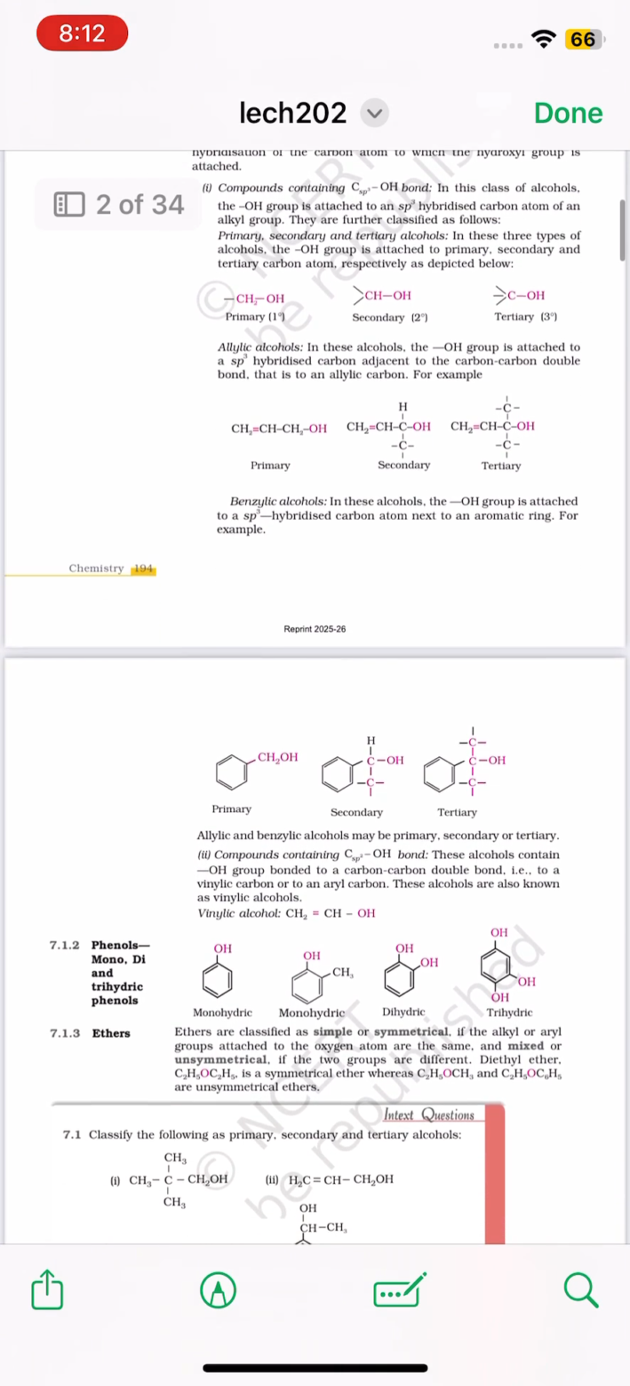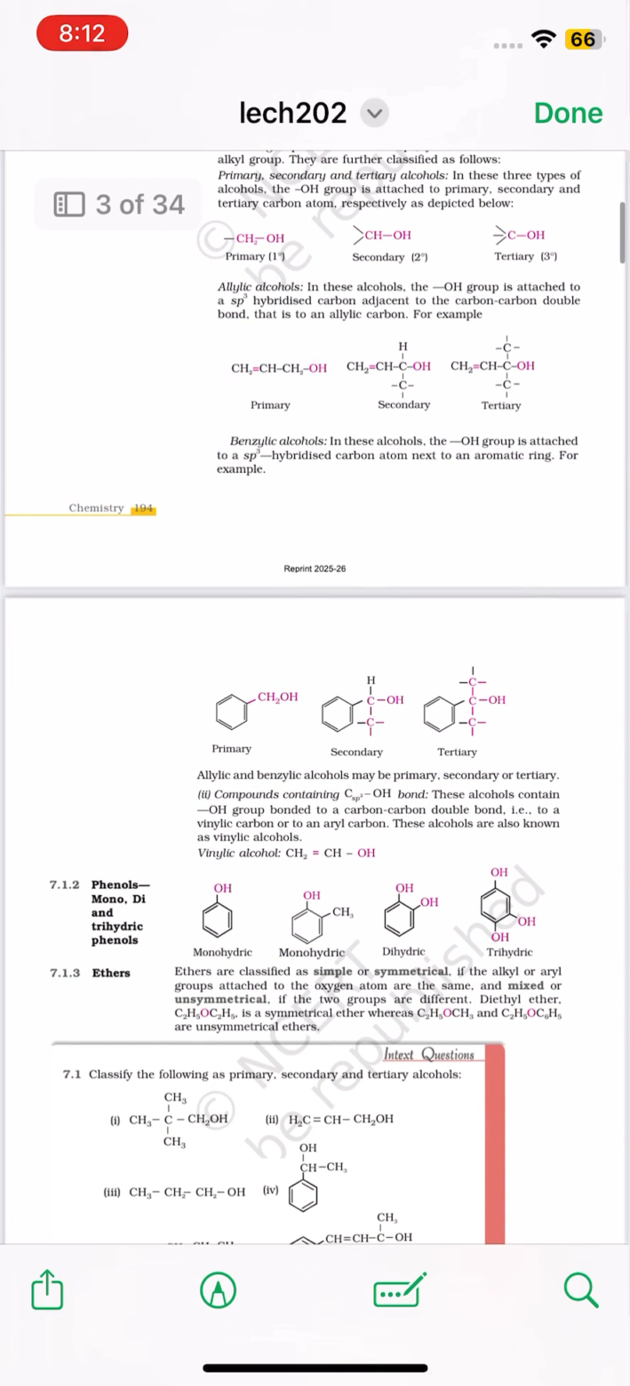Allylic alcohols. In these alcohols, the OH group is attached to an sp3 hybridized carbon atom adjacent to the carbon-carbon double bond, that is, to an allylic carbon. Benzylic alcohols. In these alcohols, the OH group is attached to an sp3 hybridized carbon atom next to an aromatic ring.